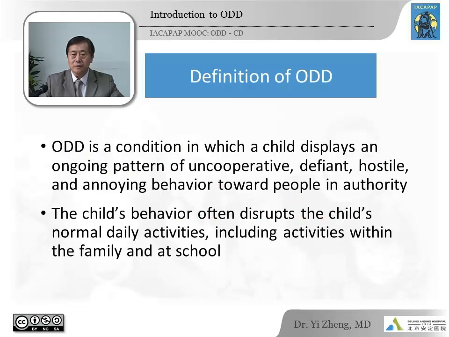ODD is a condition in which a child displays an ongoing pattern of uncooperative, defiant, hostile, and annoying behavior towards people in authority. The child's behavior often disrupts normal daily activities, including activities within the family and at school. Symptoms are inappropriate to the child's age and developmental stage and cause significant impairment.